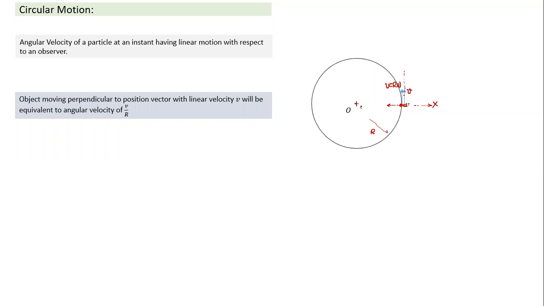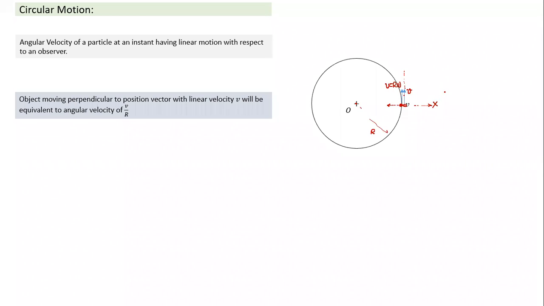So what we should understand here about angular velocity is that, first of all, we need to define an observer and an object. Whenever the object has velocity, we can break it into two parts: the perpendicular component, perpendicular to the radial vector, and the radial component. The radial component does not lead to angular velocity, whereas the perpendicular component leads to angular velocity.